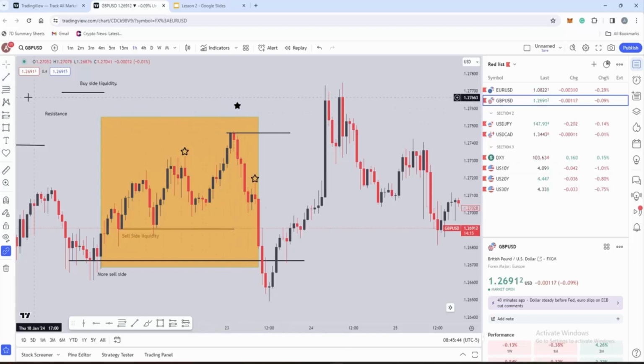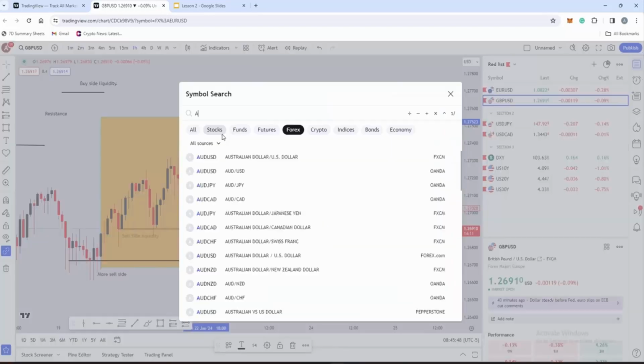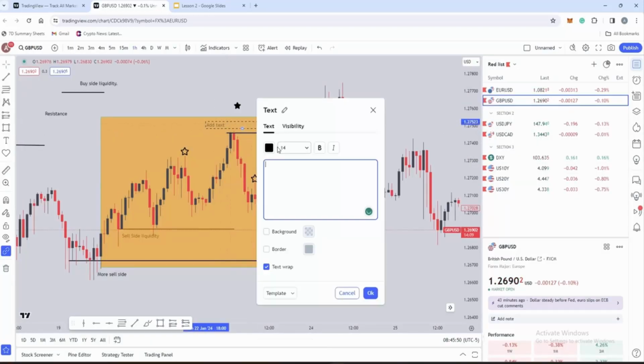So let's say above the intermediate term swing high, my bad guys, my hands were too fast. Above the intermediate term swing high, there is lots of liquidity above it.